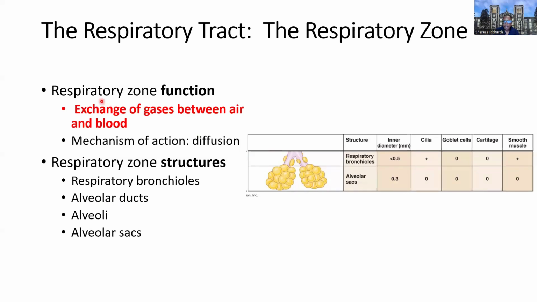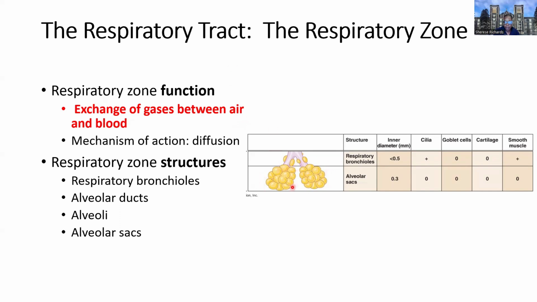Let's look at the respiratory zone. So we talked about the conducting zone, its features, its location. Let's talk about the respiratory zone. And the function here is exchange. So exchange of gases between the air and the blood.